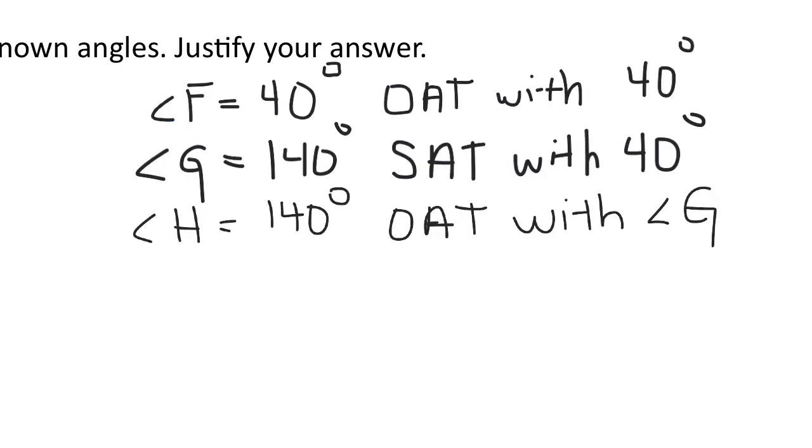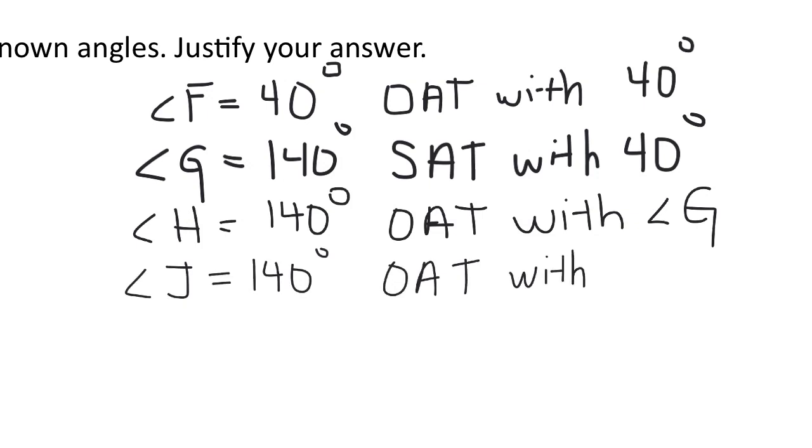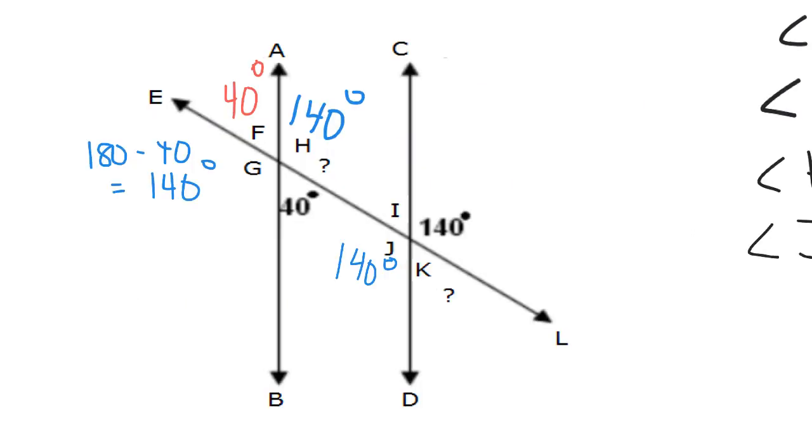Okay, so if I go to my list, I'm going to say angle J is equal to 140 degrees, and my justification is that I use the opposite angle theorem with the 140 degree angle that was already given to us. Okay, so we have two more left. Let's actually look at angle I.